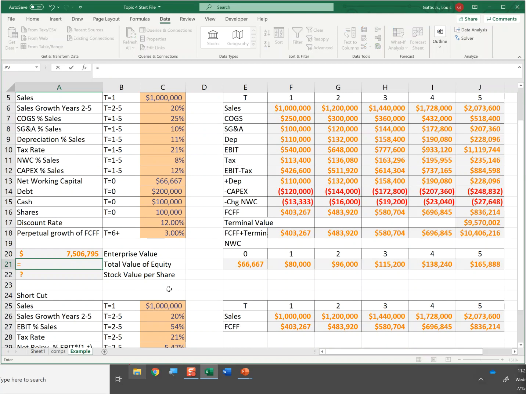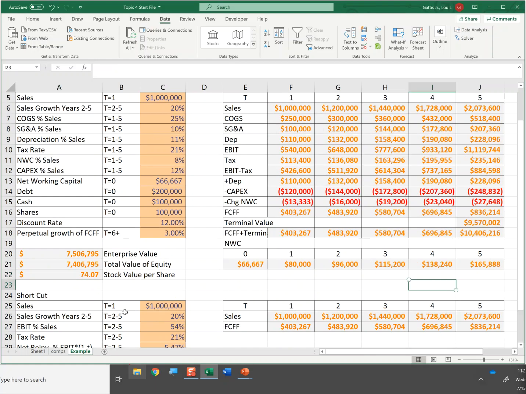The total value of equity is the enterprise value minus net debt. So I'm going to just do minus debt plus cash, since I assume I use a non-cash working capital. And the stock price per share is the 7.4 billion divided by shares outstanding. So I get a $74.07 stock valuation.